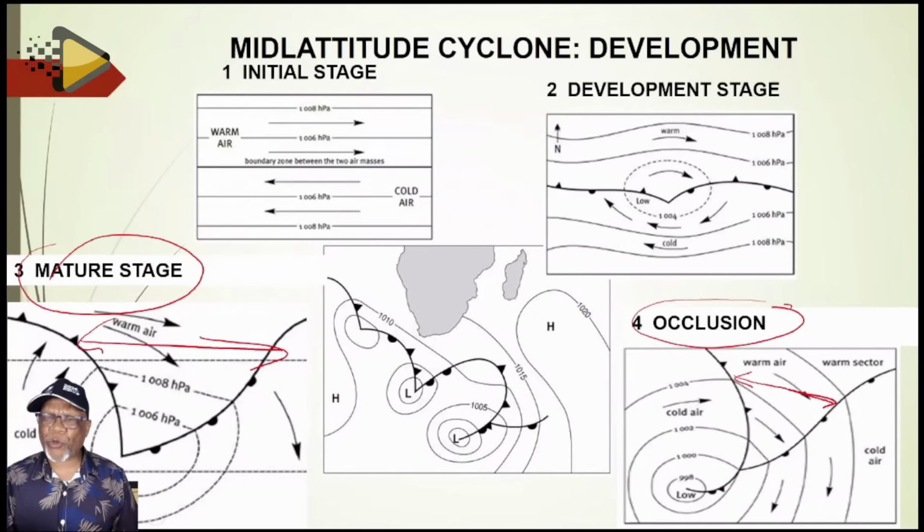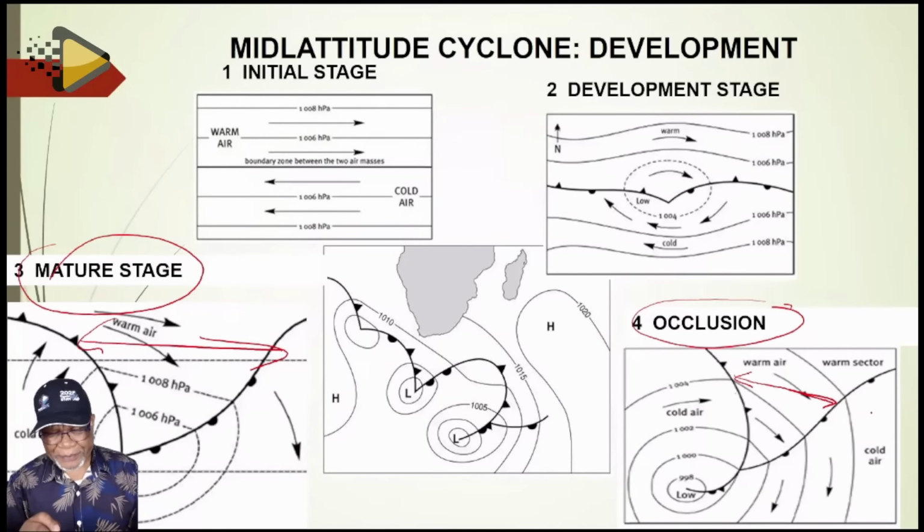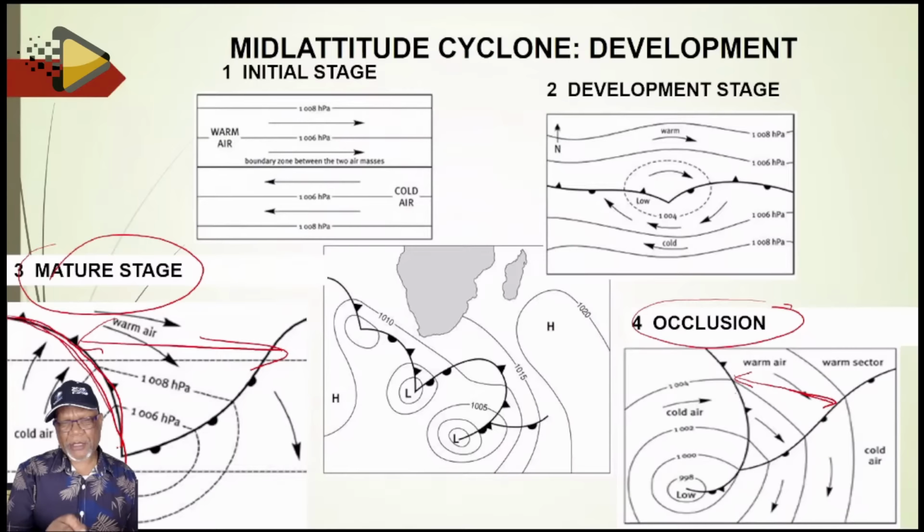Occlusion develops when the cold front catches up with the warm front. Why does the cold front catch up with the warm front? They are moving in the same direction. Both fronts are moving from west to east, because this is a mid-latitude cyclone. But you can see the steepness of the front here. The front here is steeper, but the front here is more gentle.